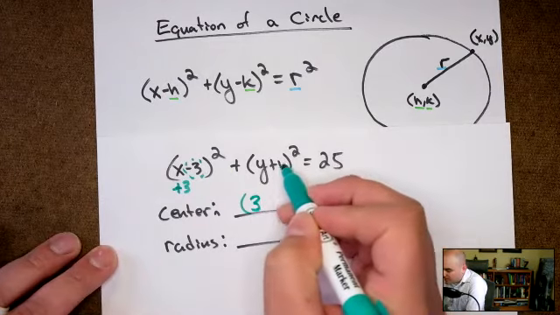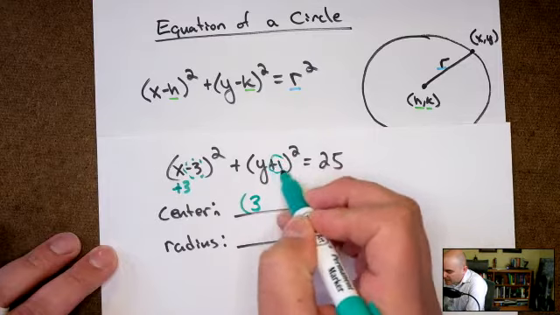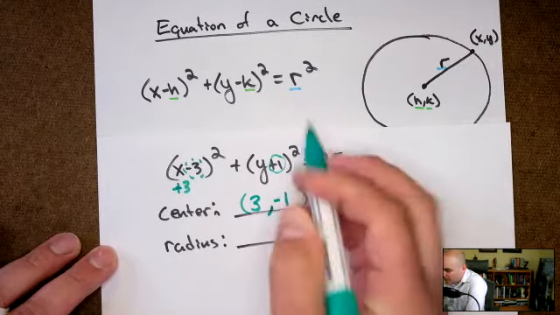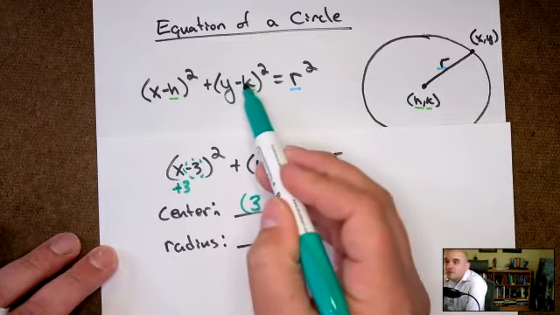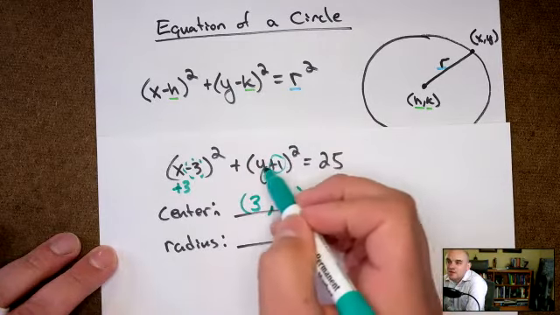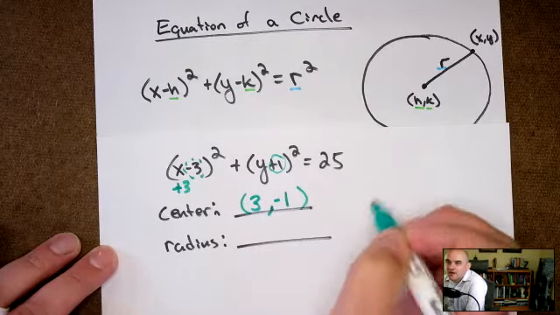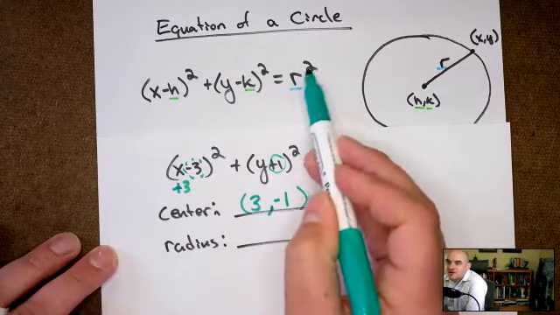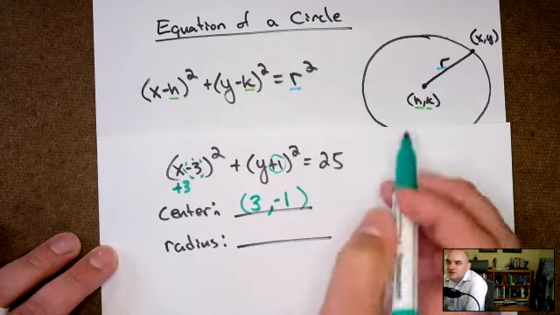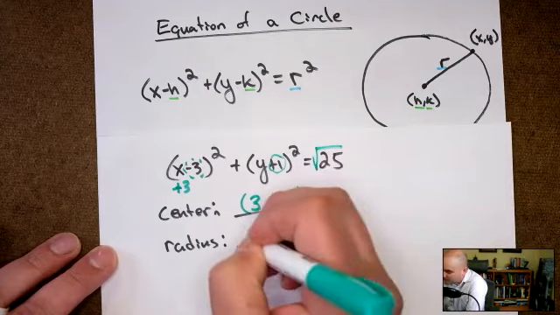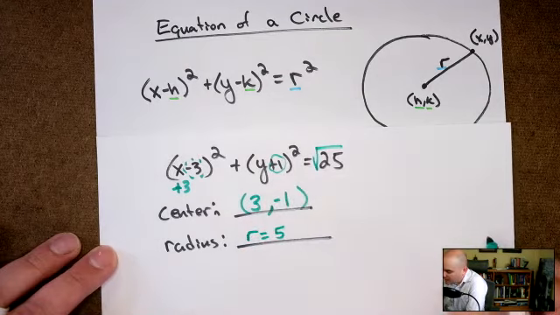Same thing right here. You're basically taking the opposite of the sign you see there. So this should be -1. And when we put in -1 right here, you get y minus a -1, which becomes y plus 1. So that's my center. It's at (3, -1). And the radius, remember, this is the radius squared. So the radius squared is 25. So if I take the square root of that, I get my radius, and the radius comes out to be 5 there.